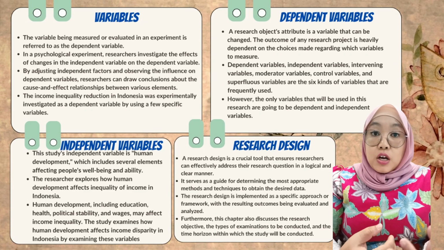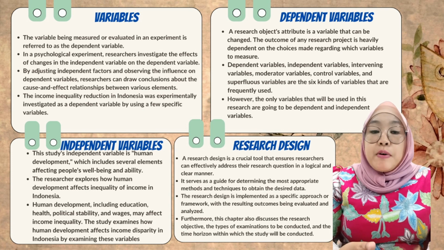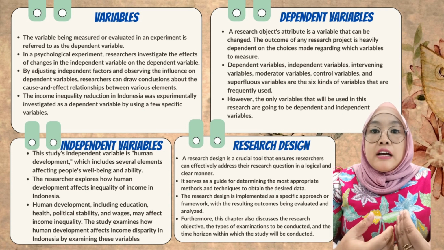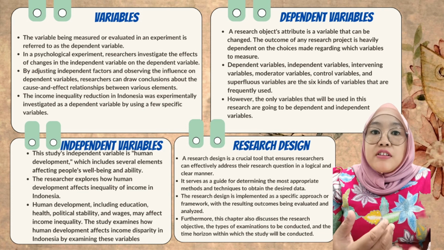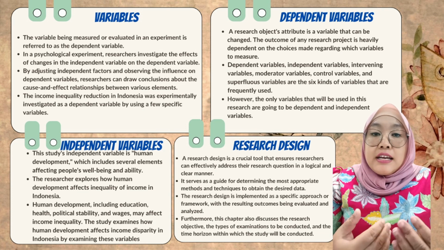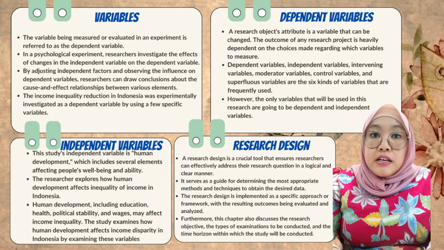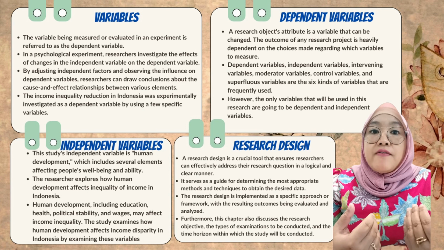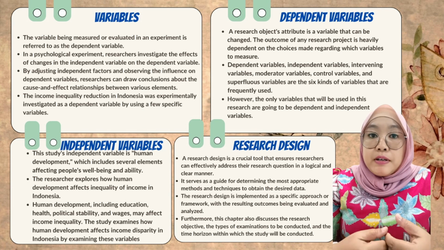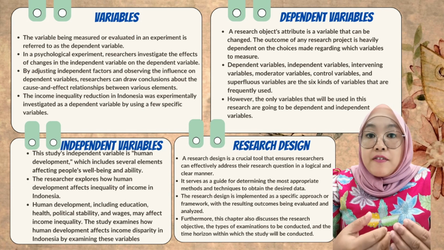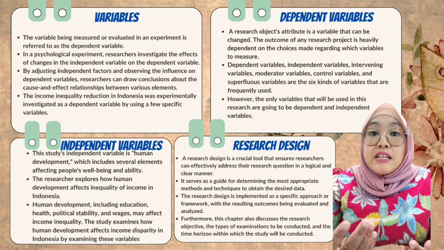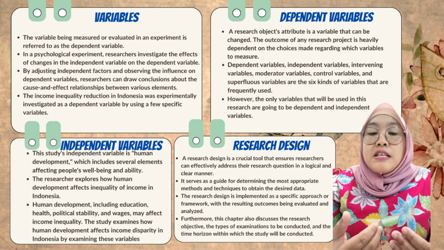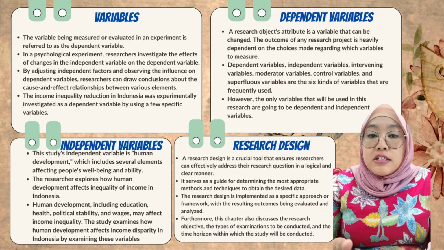Okay, now we go to point four, the variable. The variable being measured or evaluated in an experiment is referred to as the dependent variable. In a psychological experiment, researchers investigate the effect of changes in the independent variable on the dependent variable. By adjusting independent factors and observing the influence on the dependent variable, researchers can draw conclusions about the cause and effect relationship between various elements.